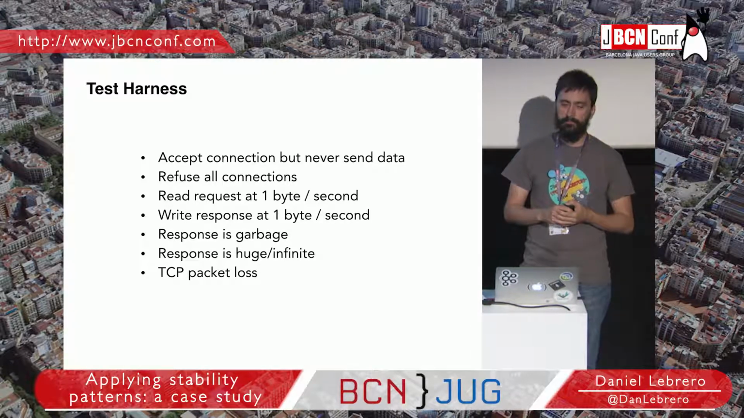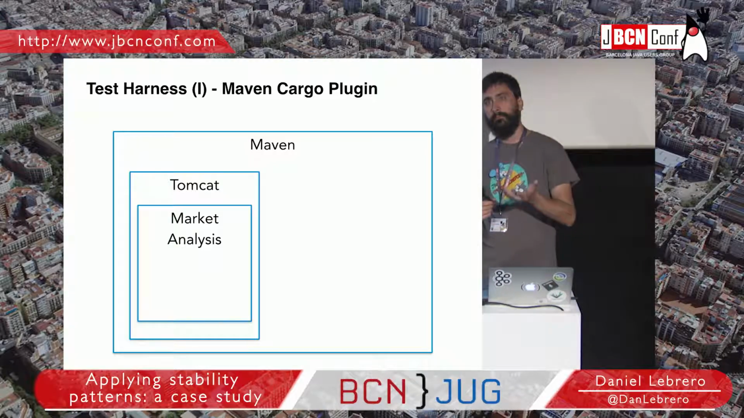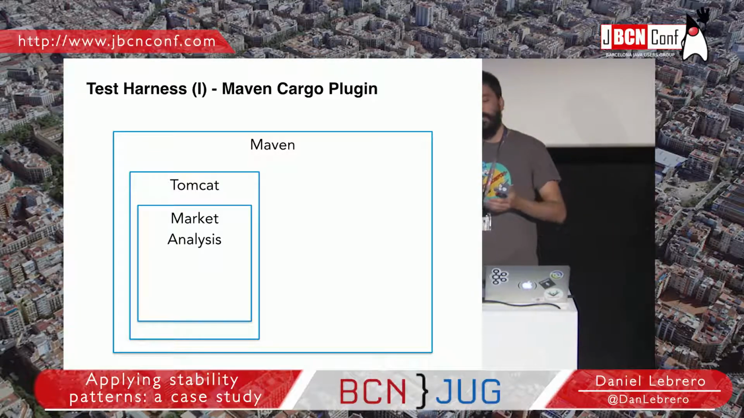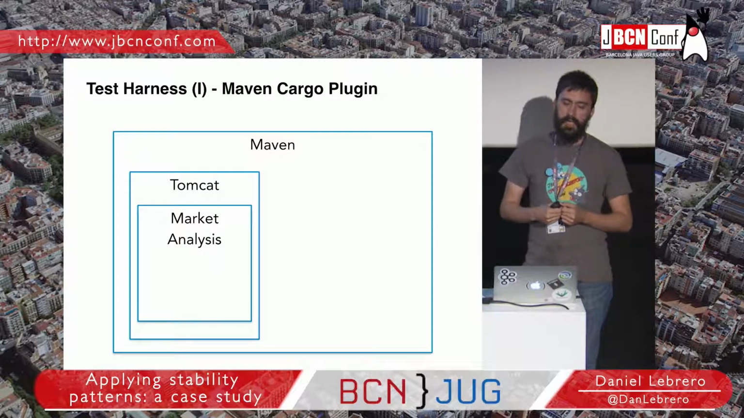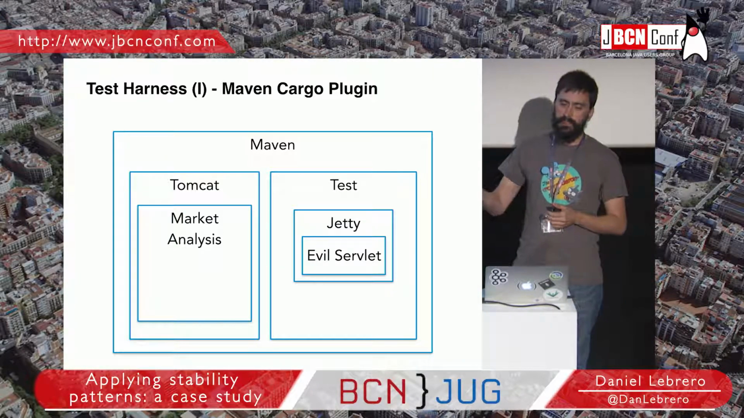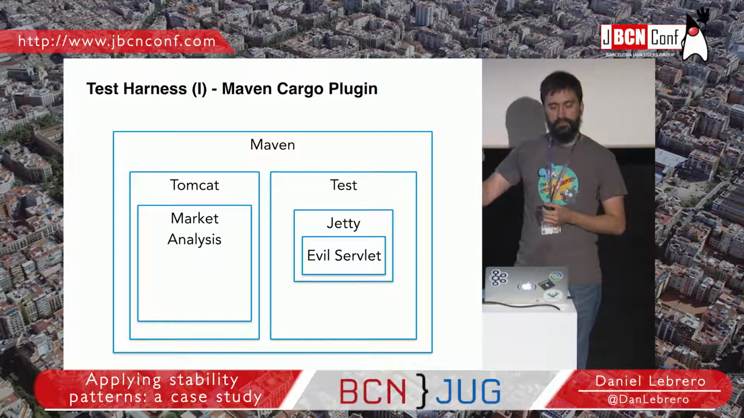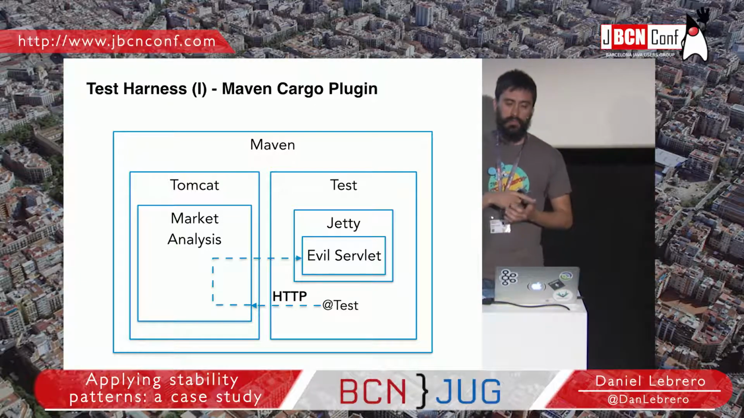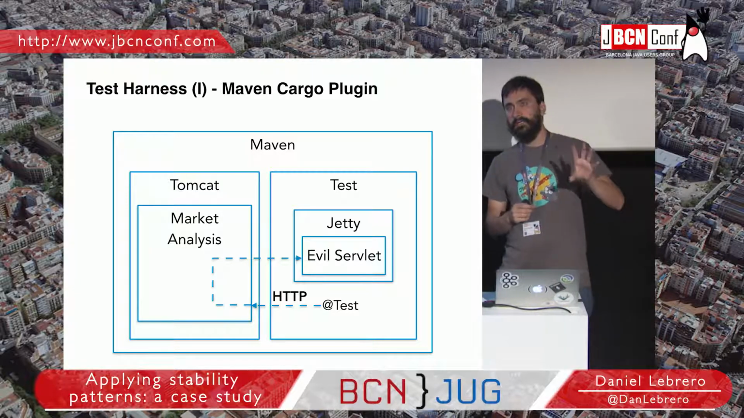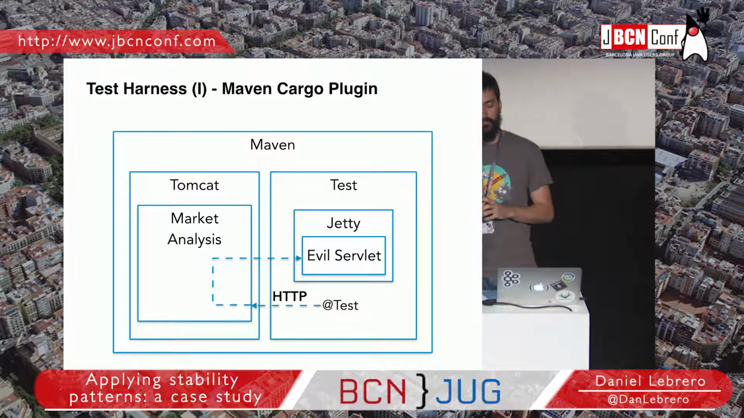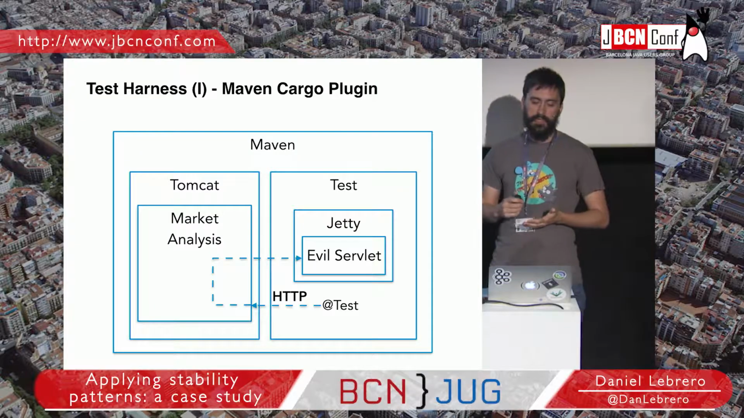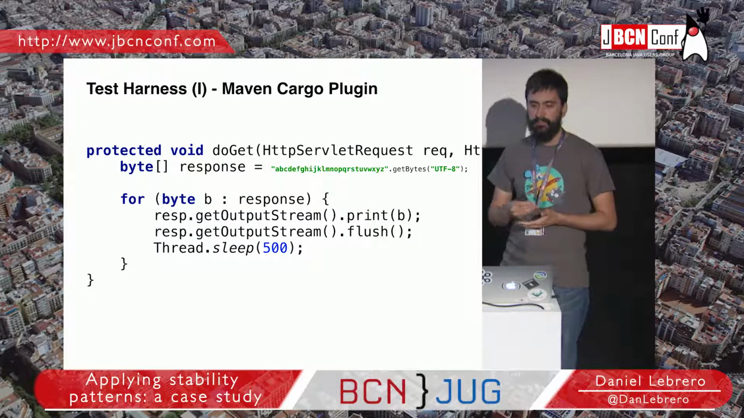The way we apply this pattern is that in our build plan, in our Maven project, we use the Maven Cargo plugin to start a Tomcat, and we start the whole application in that Tomcat. Then, from our test, we start an embedded Jetty with some evil servlet configured. And then from the test, we hit the market analysis application externally, and we configure the market analysis application to point back to that evil servlet. That evil servlet looks something like this. It's the same example, the same code that I showed before.